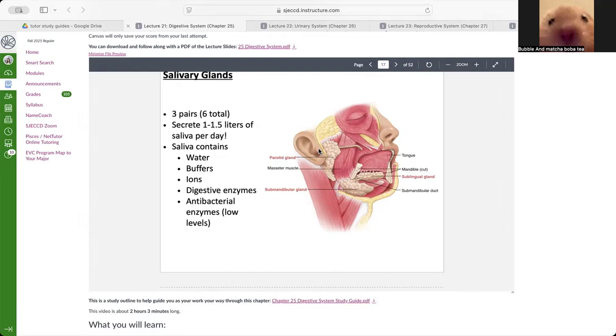The reason why we salivate is to dissolve food so you can taste it with gustatory receptors, or taste buds, and it protects your body from any microbes that might be in your food.